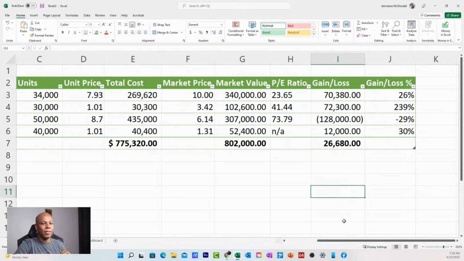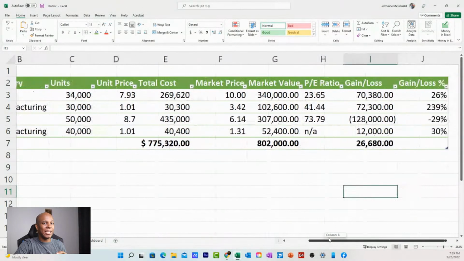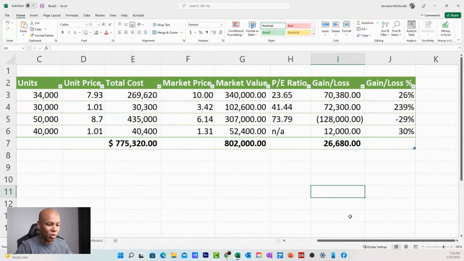All right. So this is our portfolio tracker. It's not very complex, right? Those who are experienced with Excel know that we can do a lot more. I wanted to do this in 30 minutes. We're actually at the 30-minute mark.